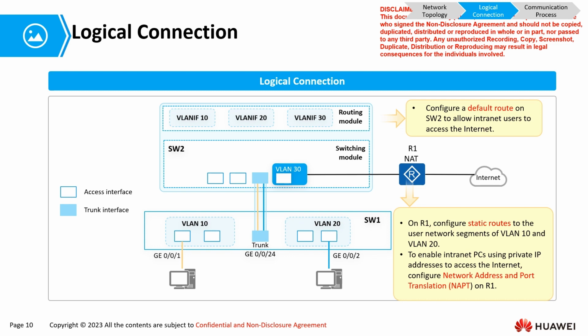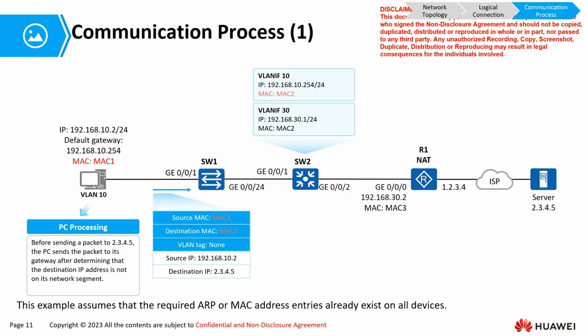VLAN 30 is for you to connect to the internet. Remember, when you connect to the outside, you have to apply network address translation, and this one uses ports, which means you translate the ports as well, to communicate to the outside. So remember, you require the ARP or MAC address entry to already exist on all the devices.